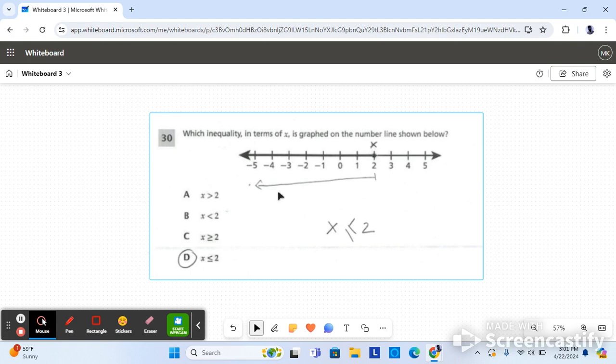Since it is a closed circle, then the inequality symbol should have a line underneath it. And since it is going to the left of 2, that means all of the numbers are equal to or less than 2. And that is answer choice D.